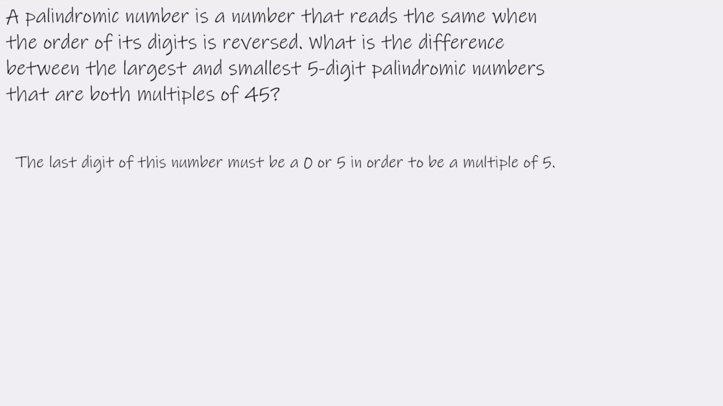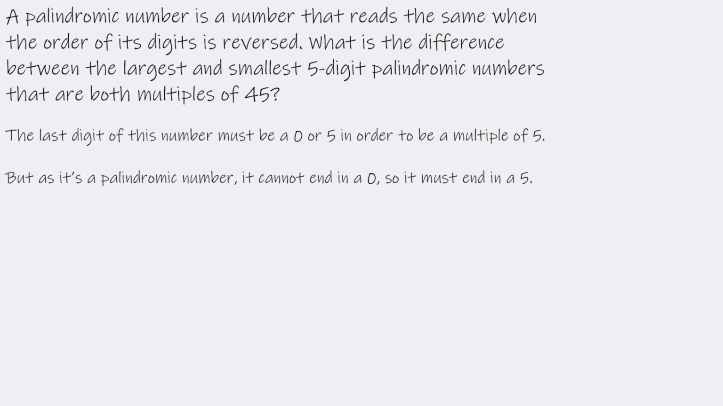But in this case, it's important to note that a palindromic number is a number that reads the same when it's reversed. And if a number ended in 0, it would have to start with 0, which cannot be the case. Therefore, we know the number must end in 5.